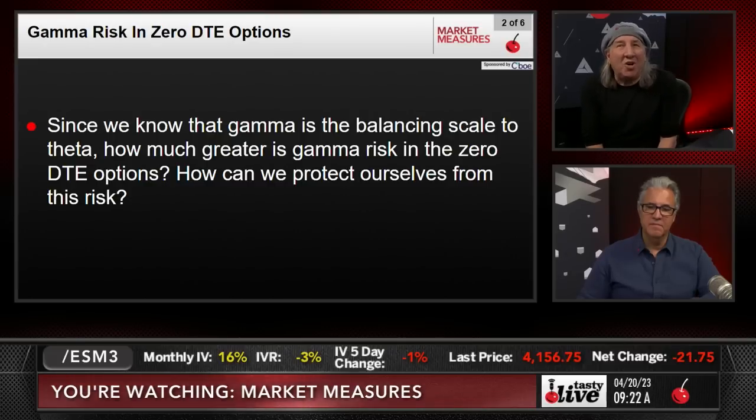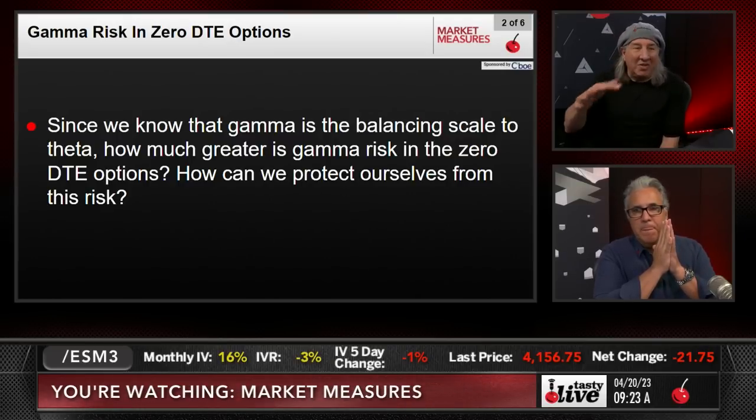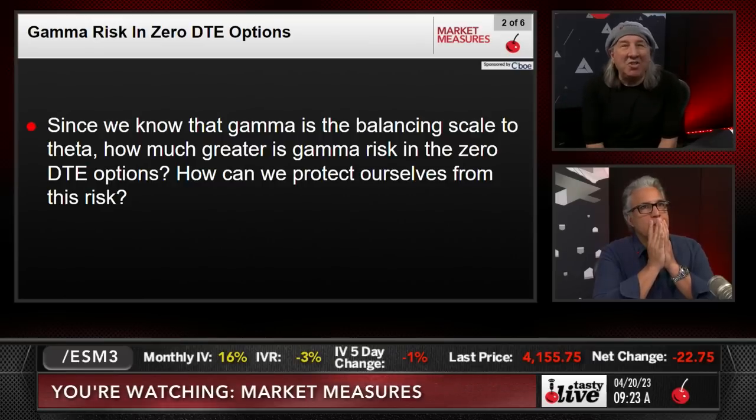So since we know that gamma is the balancing scale to theta, how much greater is the gamma risk in zero DTE options? How fast do they move? And so how can we protect ourselves from the risk? How do you think you can protect yourself? There's only really one: size. Okay, well, assume size is a given. So you protect yourself with size. That's your first given. Next thing, how can you protect yourself outside of size? Knowing how fast they move.